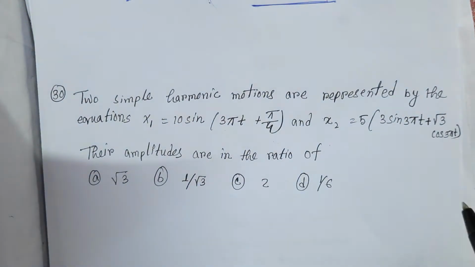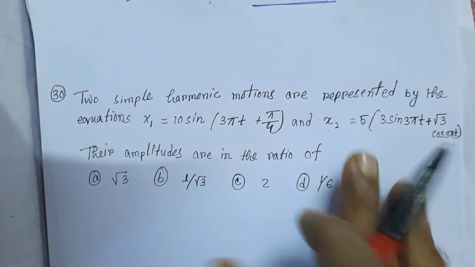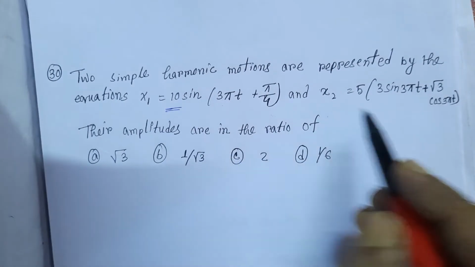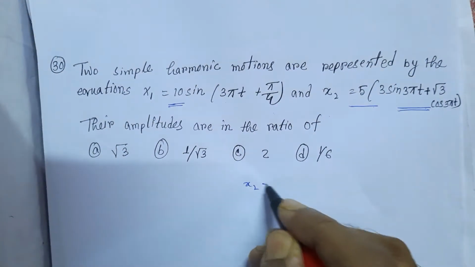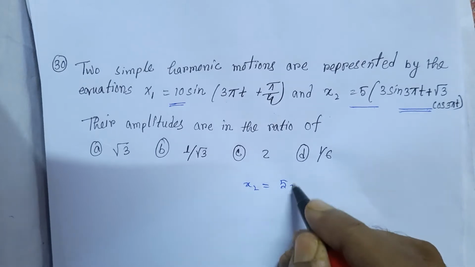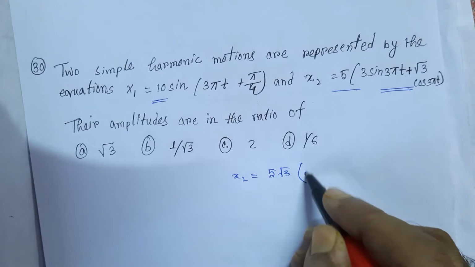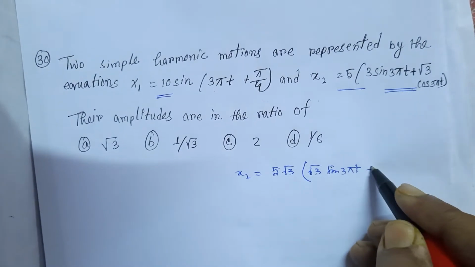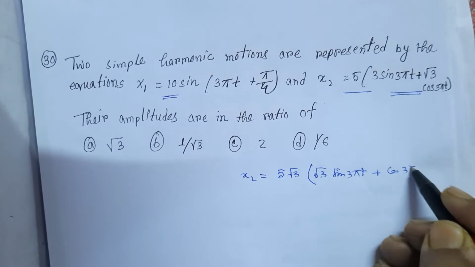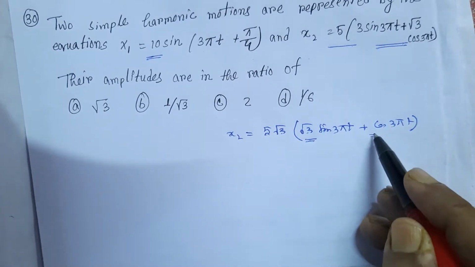Now let us take question number 30. In this question, two simple harmonic motions are represented. The amplitudes are in the ratio... For the first one, the amplitude is 10 units, but it is not obvious in the second one. x2 equals 5, taking root 3 common, we get 5 root 3 into (root 3 sin 3 pi t plus cos 3 pi t). Now here a is root 3 and b is 1.